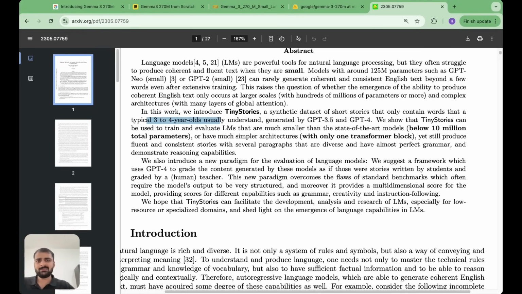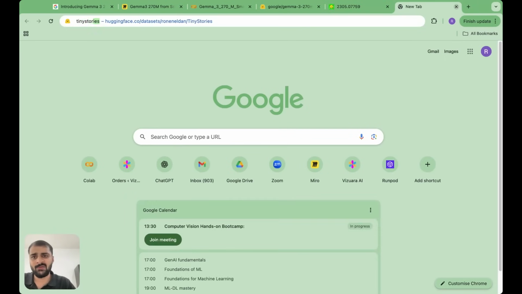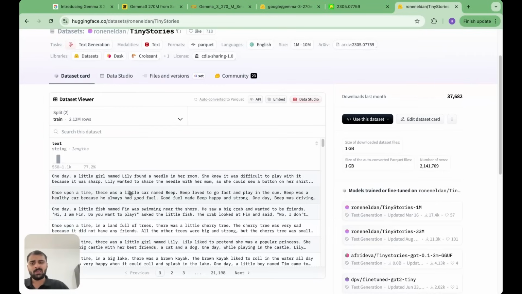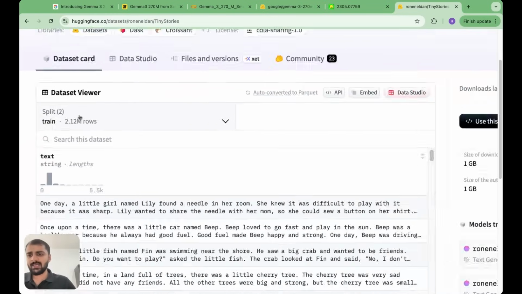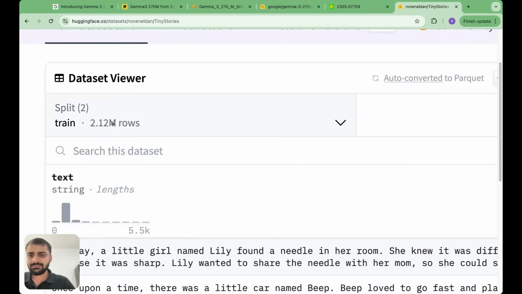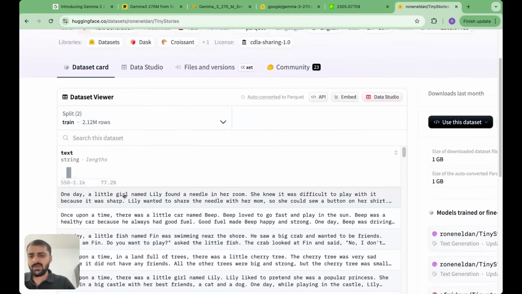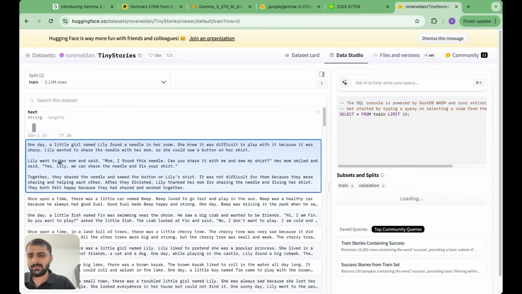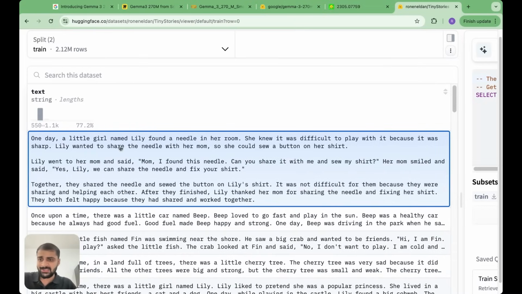So this is a very specific data set which they used, and it was also made available on Hugging Face. If you check this Hugging Face TinyStories data set, you will see that it has around 2 million rows. Every row here corresponds to one story. If you look at this first row here, that's one story.